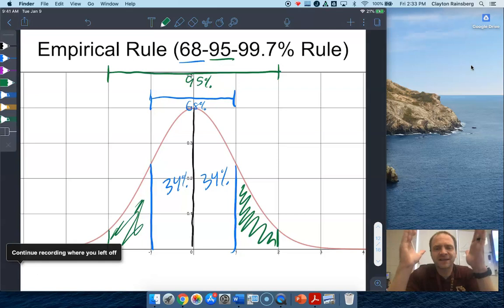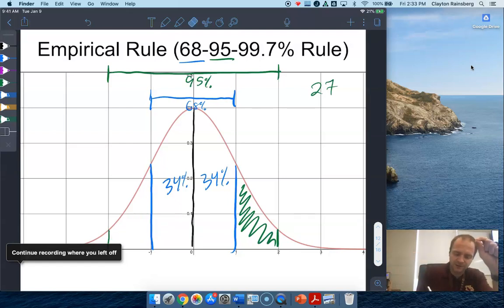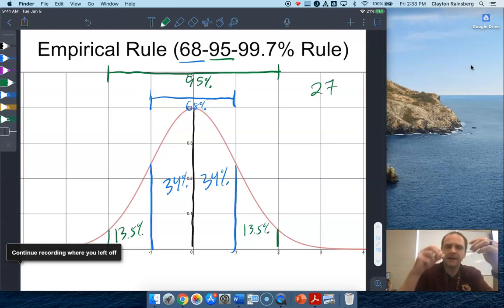Well, if 95 is that entire thing, and that middle blue part is 68, I'm going to subtract those. And I'm going to see a total of 27% of the information lies in both of those combined. And it's symmetrical, so I'm going to divide those by 2. And I'm going to get 13.5%. And so there's that one.